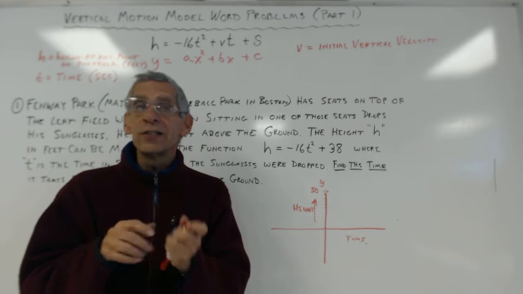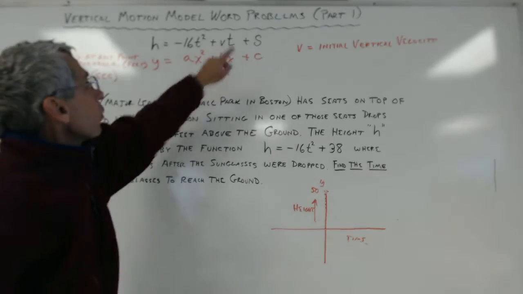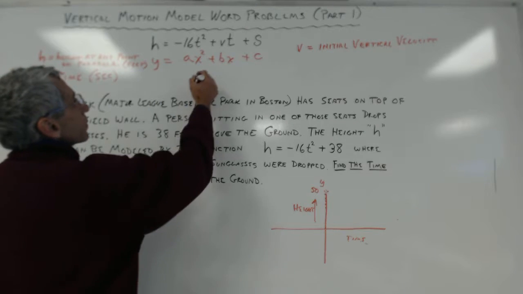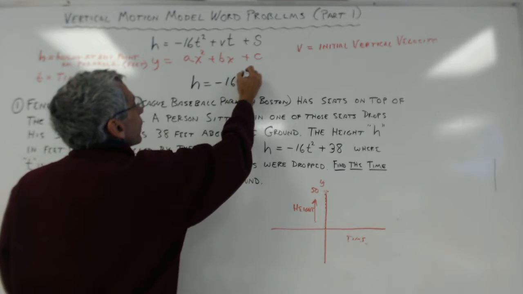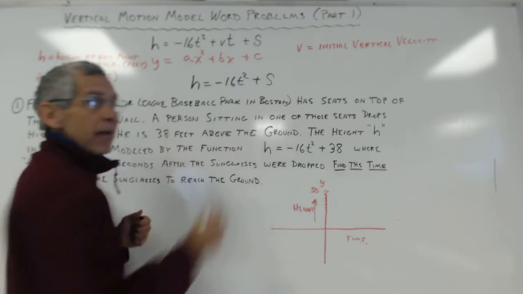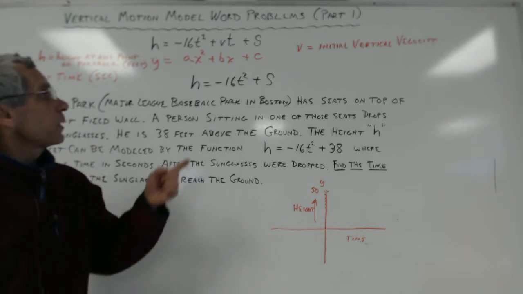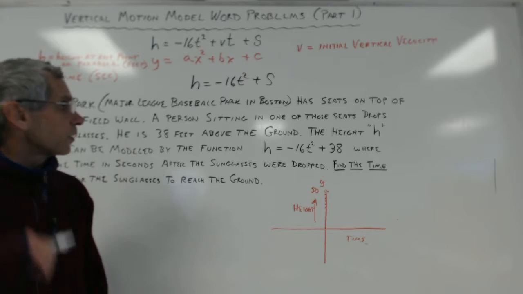Everything tonight on the homework is just dropping. So if it's just dropping, meaning there's no initial vertical velocity, this is your formula: H is equal to negative 16t squared plus S. That's the formula we're going to be using tonight. Because 0 times t is 0. Right, exactly. I'm so smart, Gary. You are smart. Thank you.